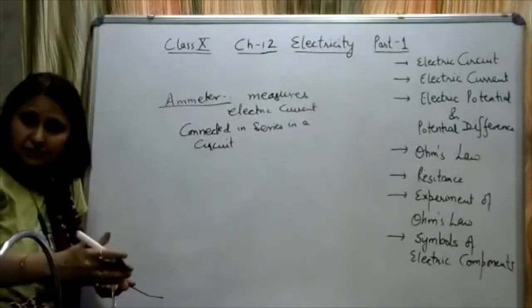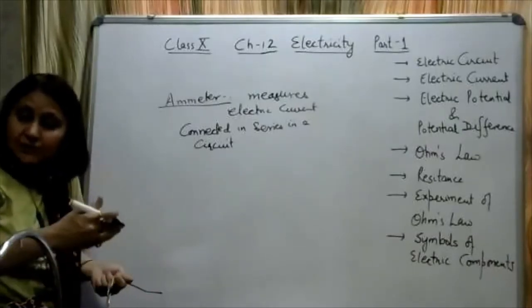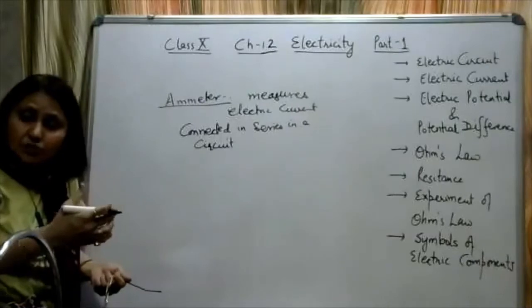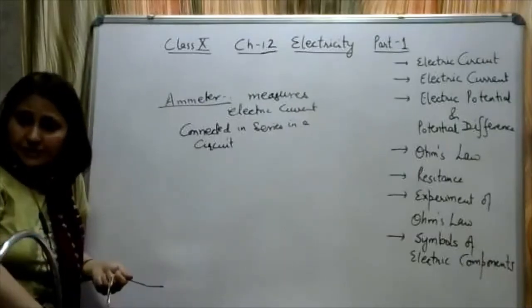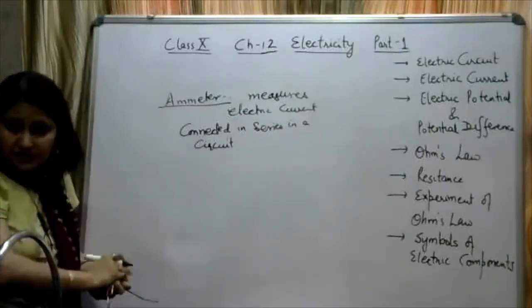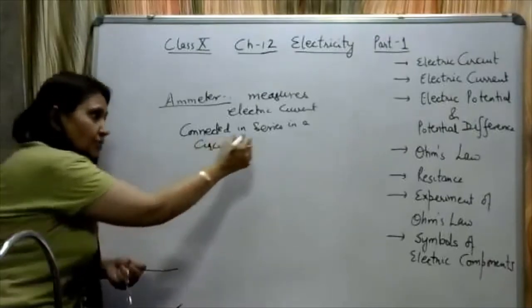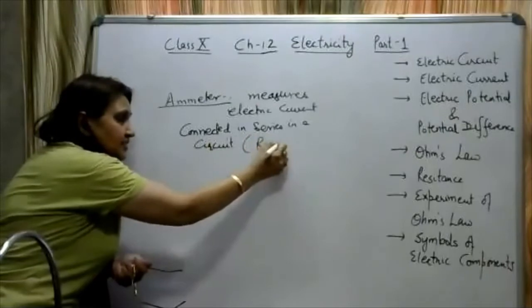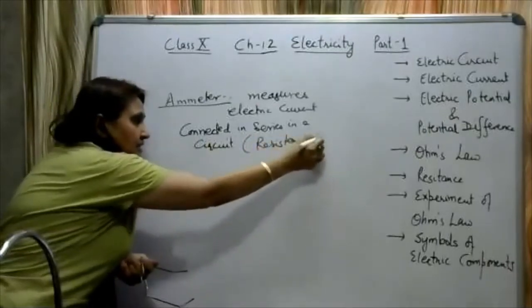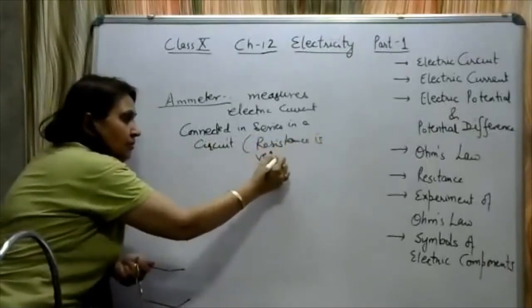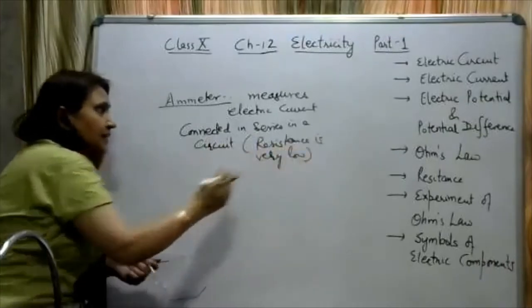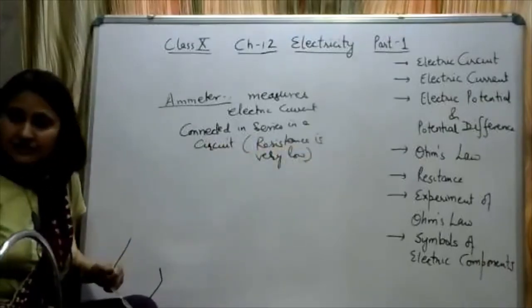Okay, resistance we are going to study after this topic. Resistance means opposition to the flow of electric current. It is connected in series in a circuit because its resistance is very low. So that is why it is connected in series in an electrical circuit.